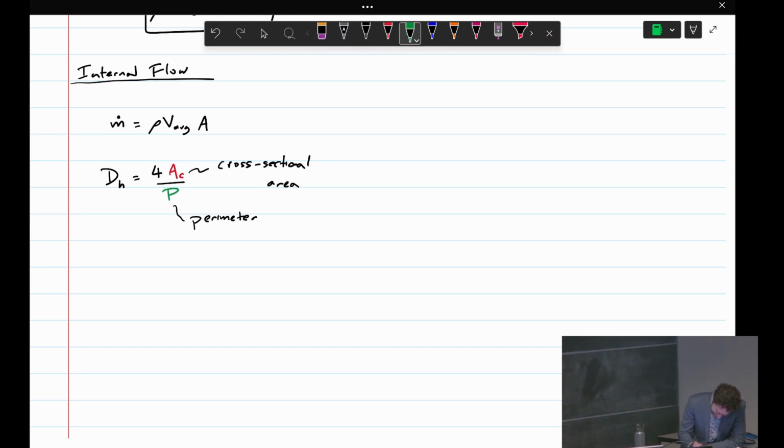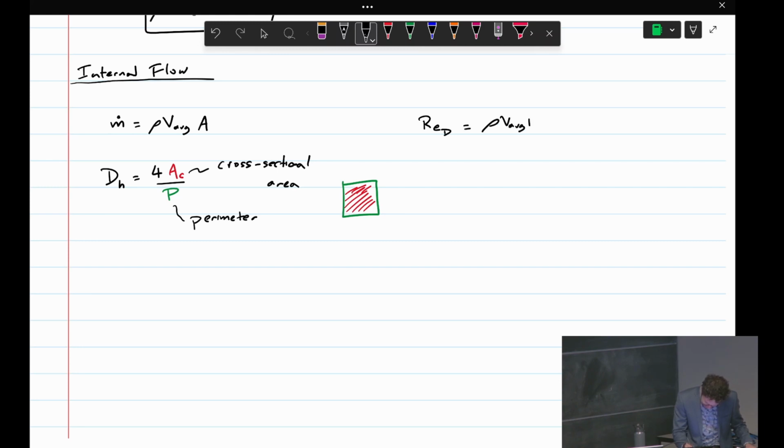So if we have a box, and say this is a square duct or something, it's entirely filled with fluid. P is the perimeter of this, and AC is the cross-sectional area of this. So the hydraulic diameter, very conveniently for a circular cross-section, is just equal to the diameter of the circle. So dH equals D. We also defined our Reynolds number based on diameter.